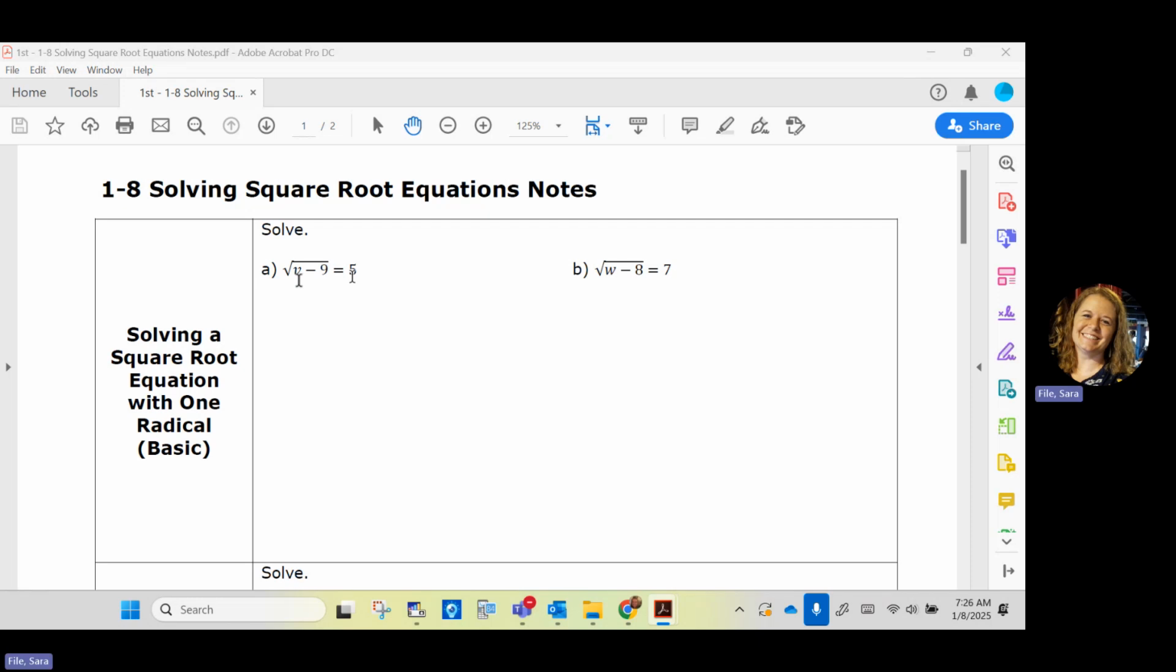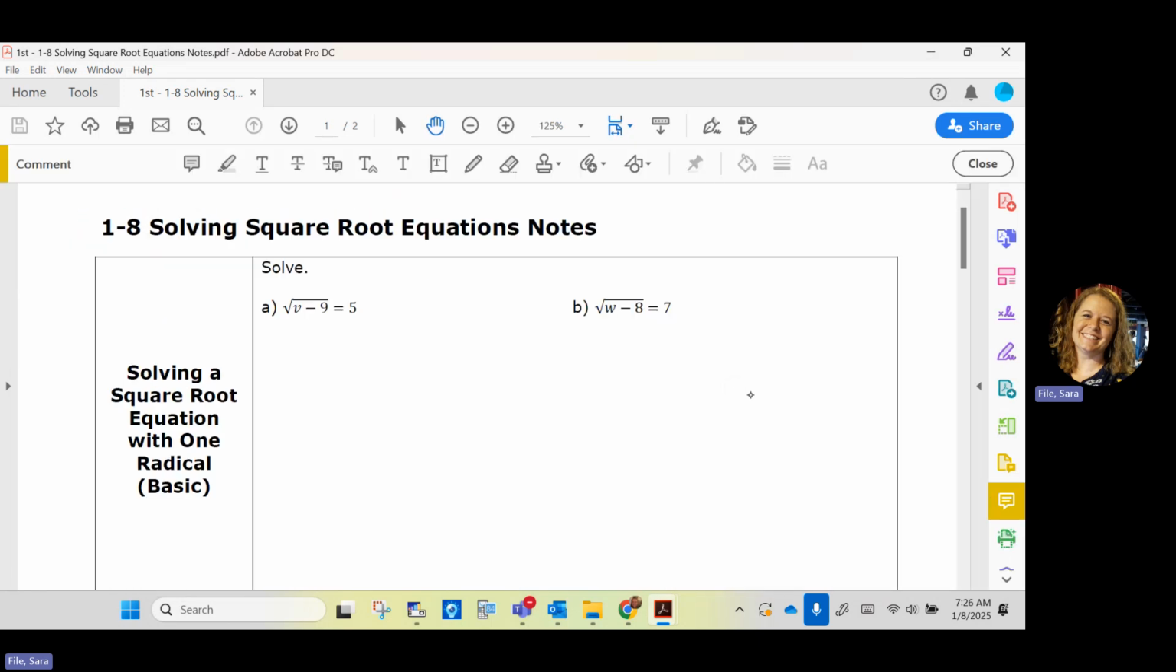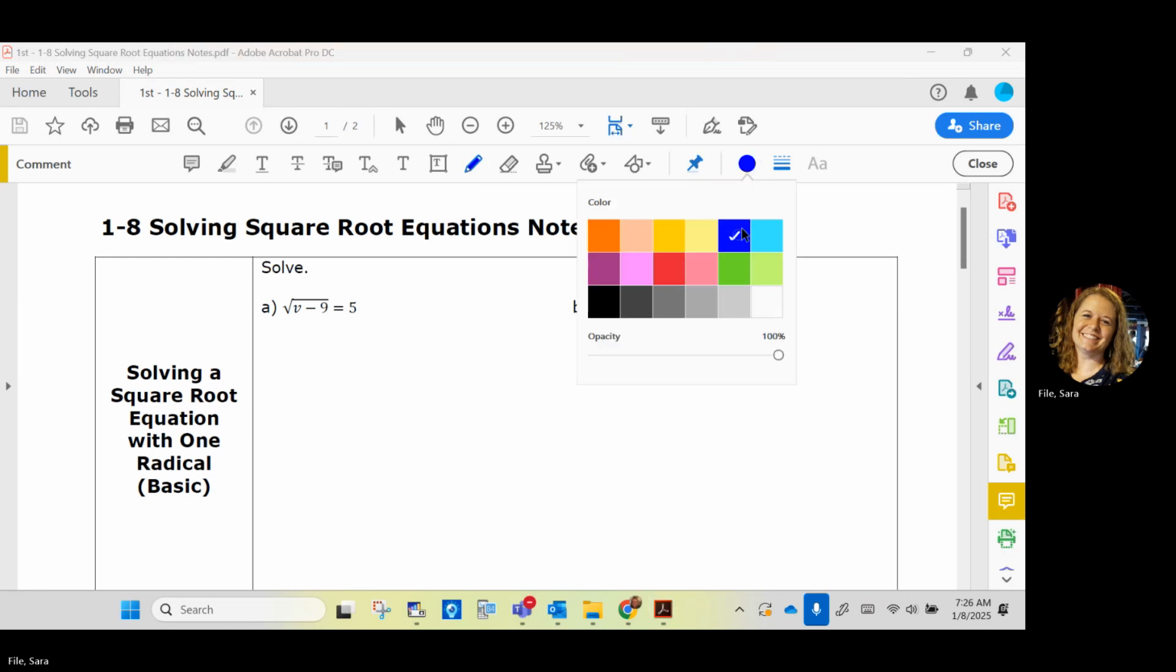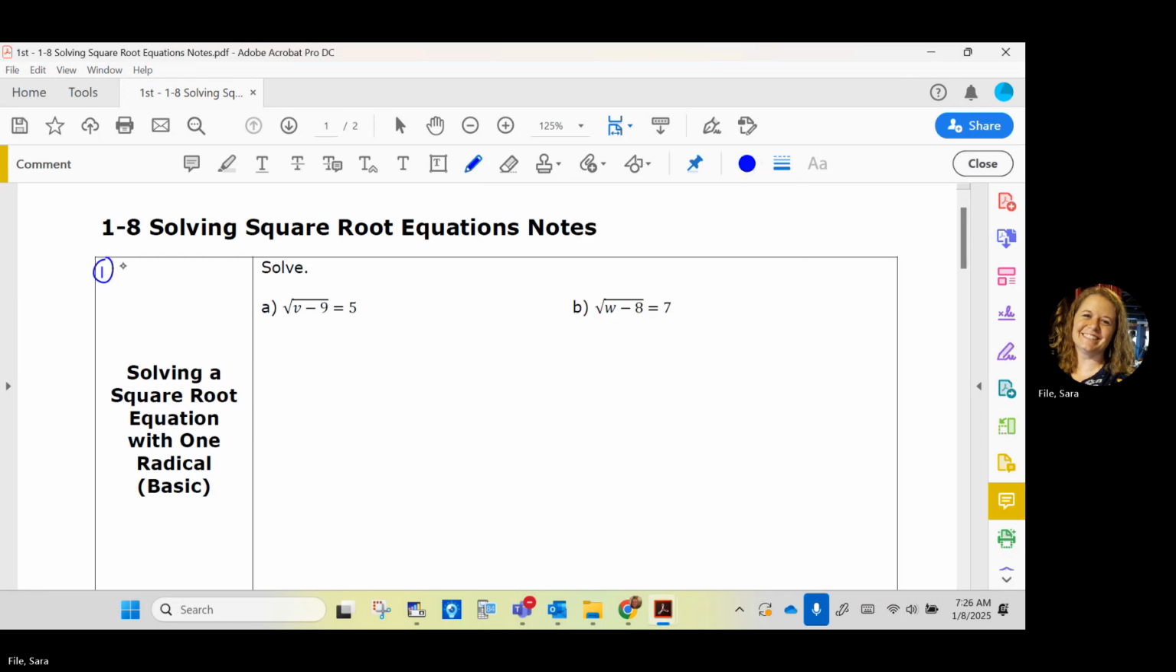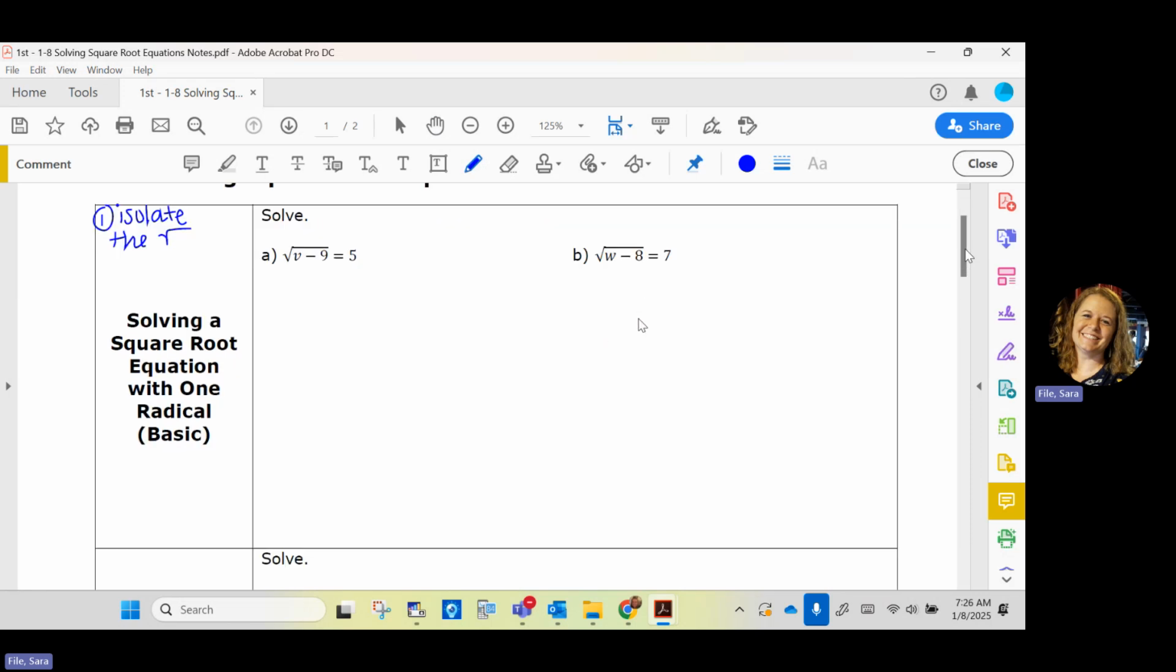All right, so in this first one, your first step is always going to be to isolate the radical, in this case, the square root. Whatever's under the square root, we want to get it by itself. In this first example, that's already done. The square root of v minus 9 is by itself. There's nothing outside that radical. B, it's already by itself. There's nothing outside that radical.